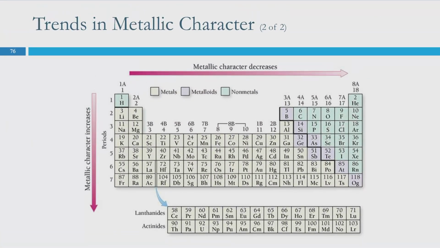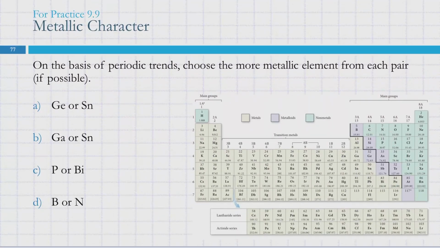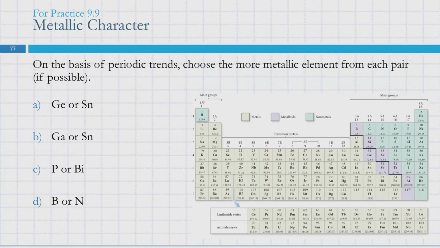Here's another way of looking at it. Wow, it's the same thing, just with more stuff on it. All right, on the basics of the periodic trends that you know and love, choose the more metallic element from each pair. Our first pair, we have germanium and tin. Which one's more metallic?